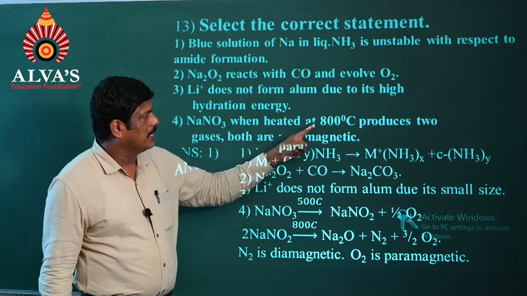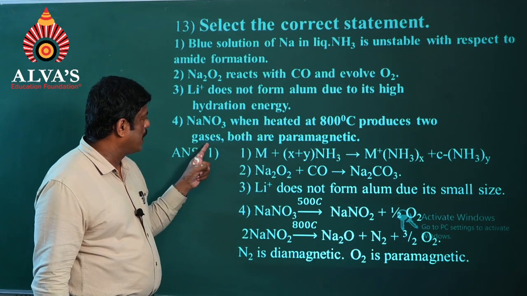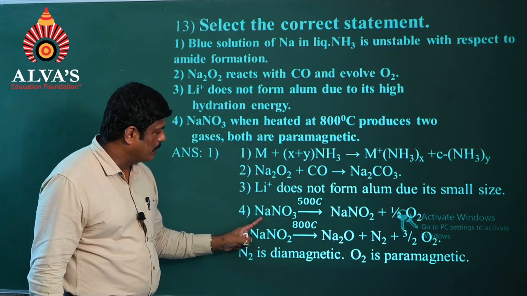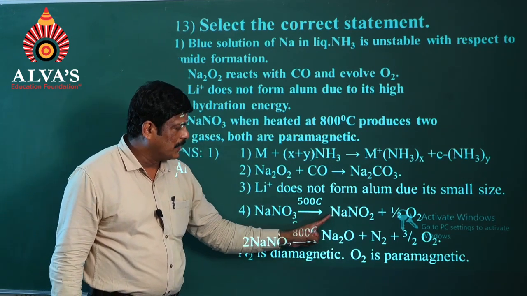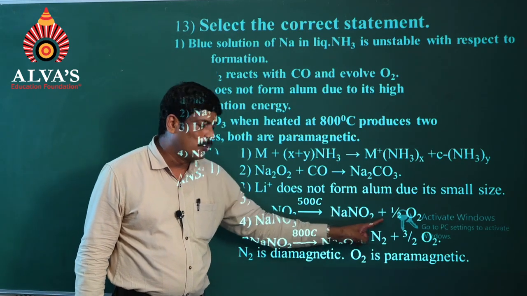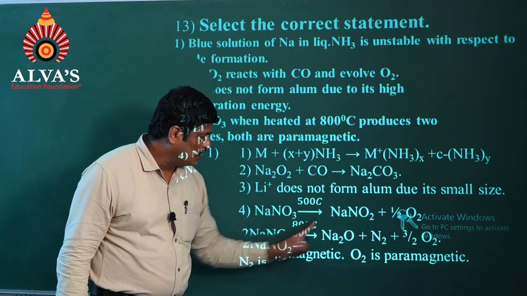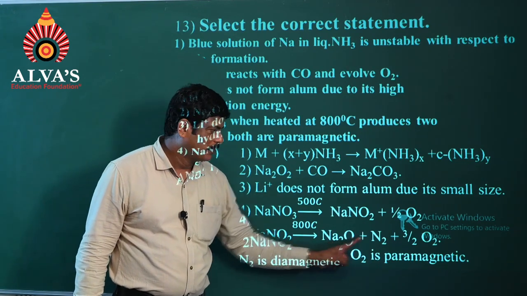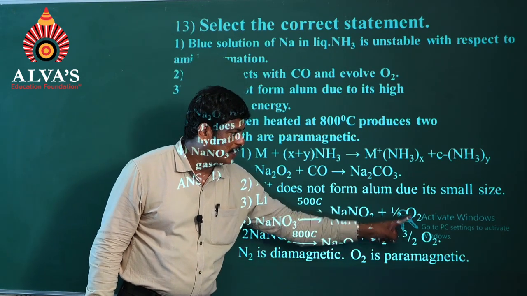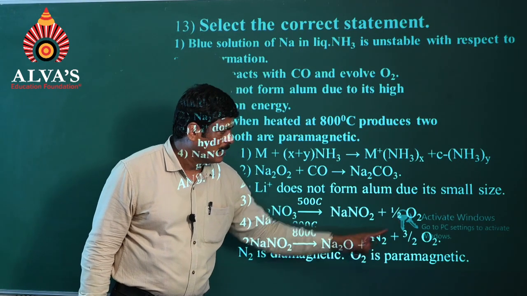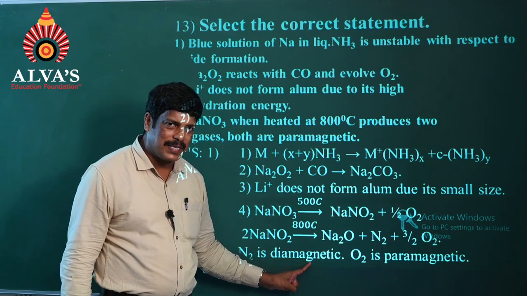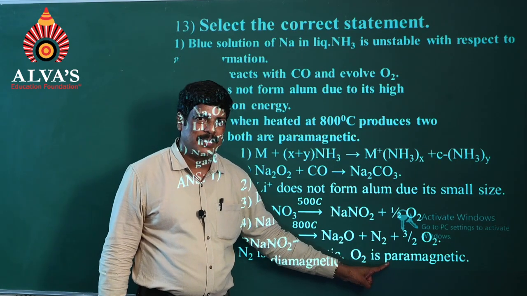NaNO3, when heated at 800 degrees Celsius, produces two gases, both are paramagnetic. See, this concept: when NaNO3 is subjected to heat, it produces NaNO2 plus half O2. NaNO2 undergoes further decomposition to produce Na2O and N2 plus half O2, means it produces two types of gases. One is oxygen and the other one is nitrogen. But nitrogen is diamagnetic in nature, oxygen is paramagnetic in nature.